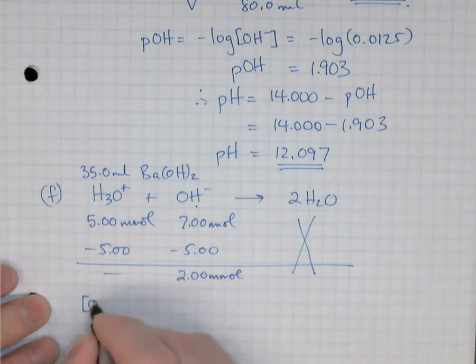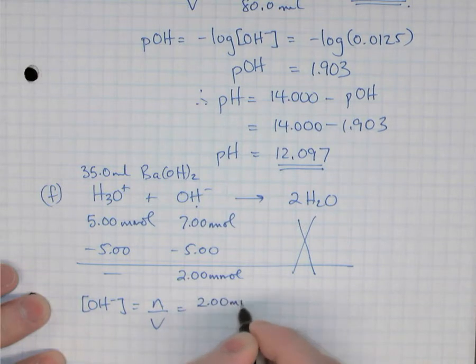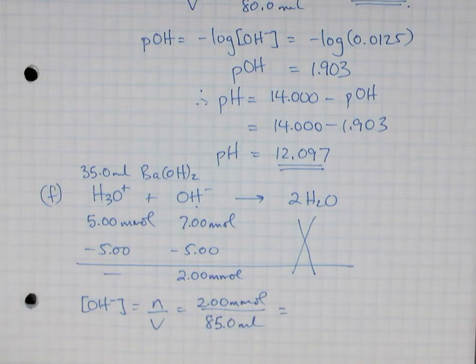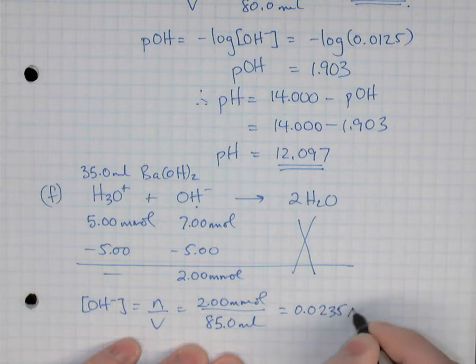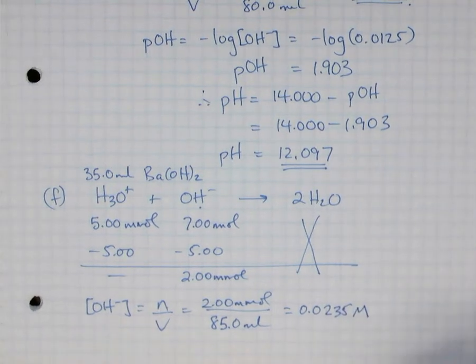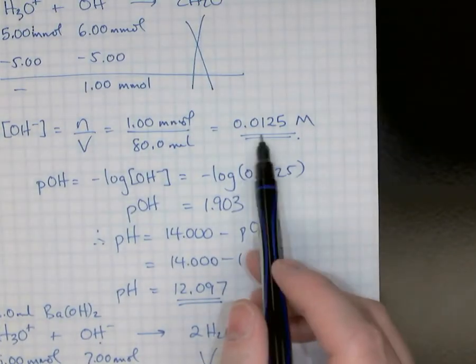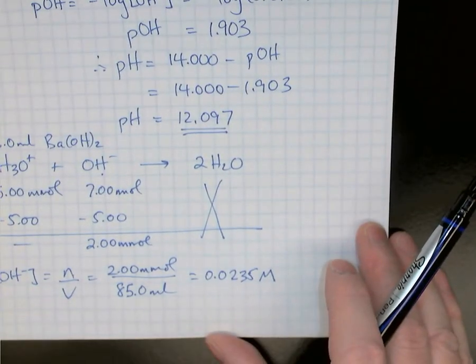So the concentration of hydroxide is 2 millimoles over the total volume, which is now the original 50 plus the 35, 85 milliliters. And so we'll get 2 divided by 85, 0.0235 molar hydroxide ion. Now, in the earlier point, we had 0.0125 molar hydroxide. Now we have 0.0235, almost twice as much.